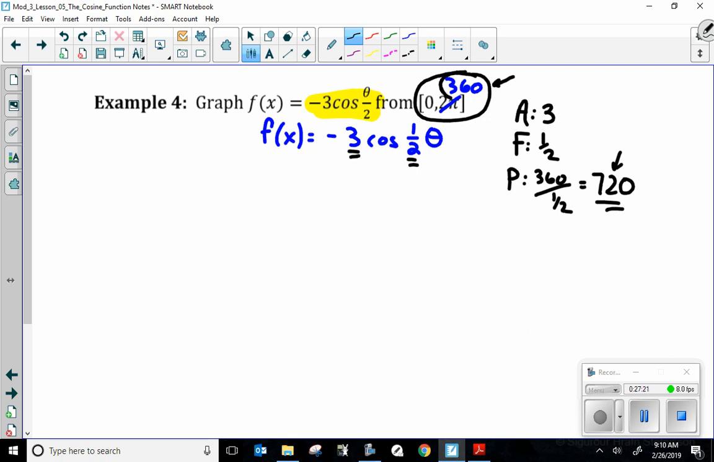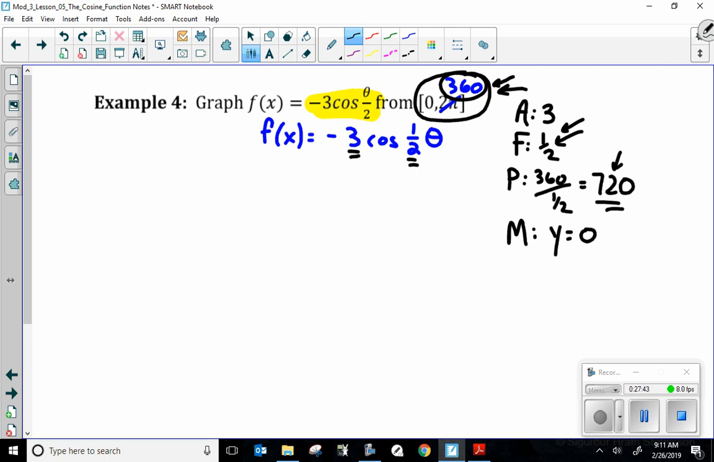Because in 360 degrees, I should see half the curve. Again, that's what my frequency tells me. How many curves in 360 degrees? Well, we're graphing the 360, so I should see 1/2 of my cosine curve. All right? My midline is still y equals 0. I'm not adding or subtracting anything. I'm not moving up or down.